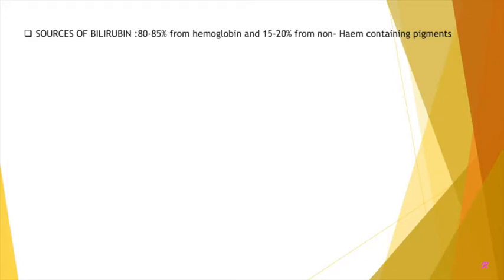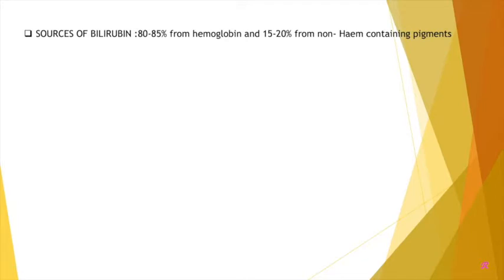The third one, the more important one, is the hepatic phase, where the liver comes into play. The last one is the intestinal phase. So there are four stages when we learn about bilirubin metabolism. First is the sources of bilirubin, second is transport of bilirubin, third is the hepatic phase, and fourth is the intestinal phase. Now we can learn about the sources of bilirubin. What are the sources of bilirubin?